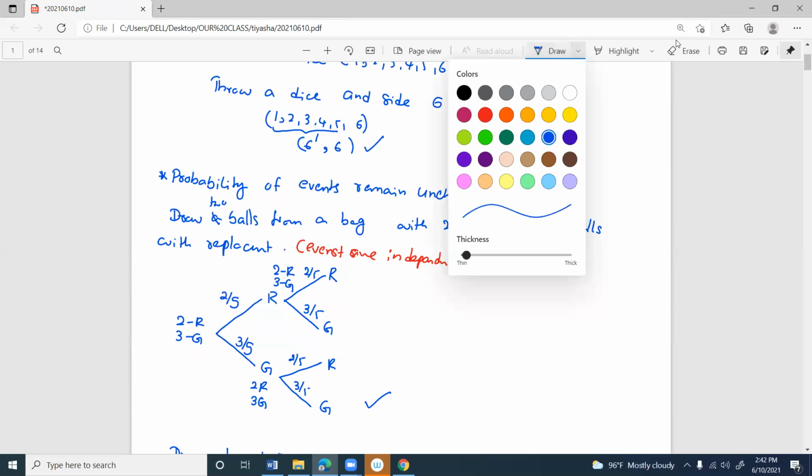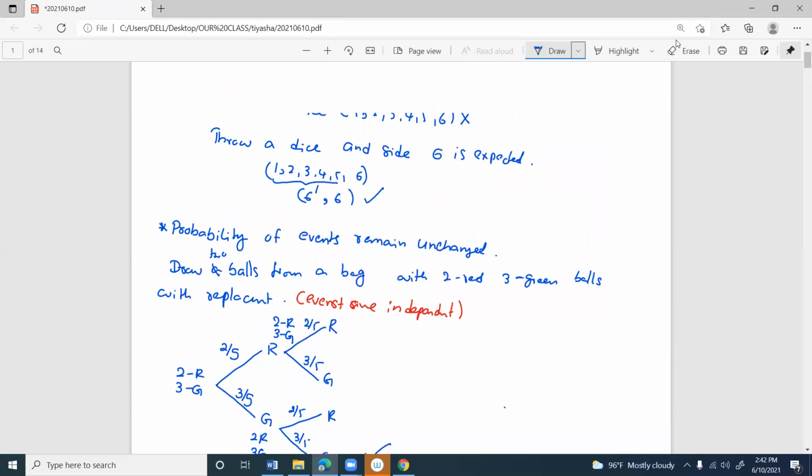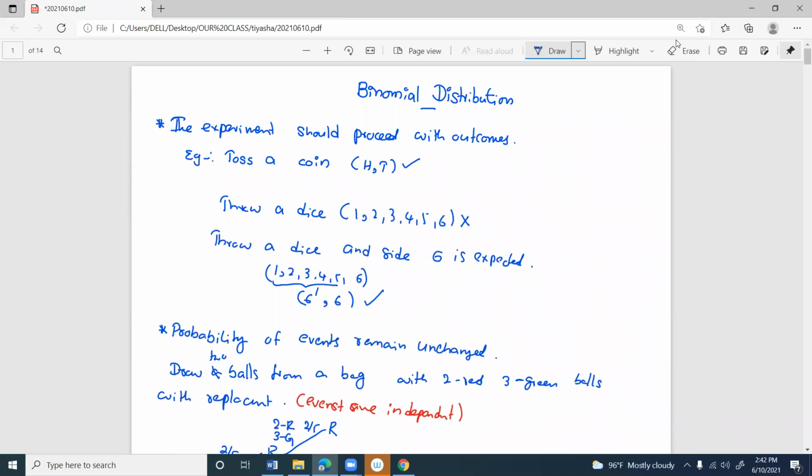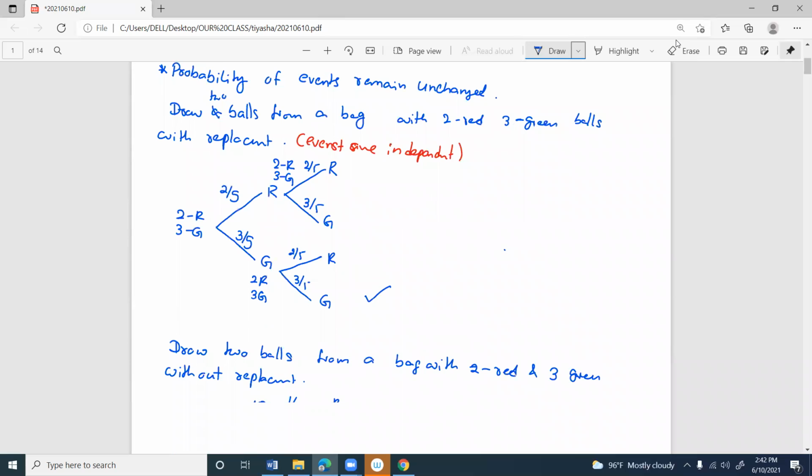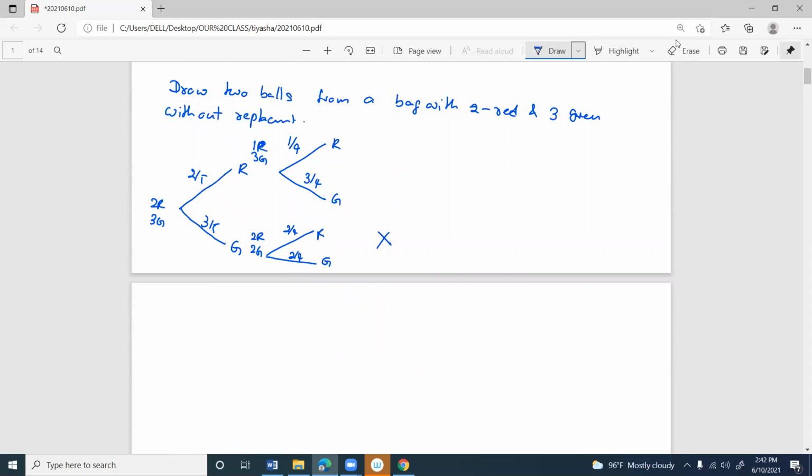The next condition is, what is the first condition? First condition is there should be 2 outcomes. What is the second condition? Probability remains unchanged or the events should be independent. The third condition is there should be a fixed number of trials. Then you can say the experiment should be done for a specific number of times.